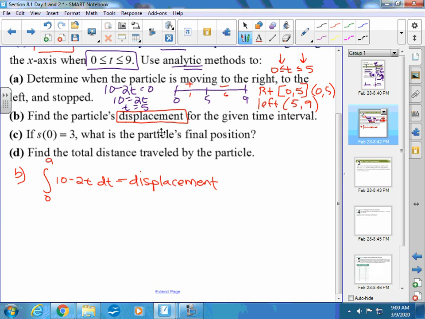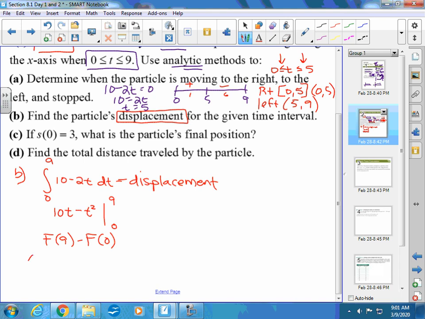So watch this. If we find the antiderivative of this, we get 10t minus t squared. Everybody agree? This that you just found is the position function. When we say from 0 to 9, we're saying f of 9 minus f of 0, which is your fundamental theorem of calculus part 2: you're finding the antiderivative and plugging them in. You're saying, where was it at a time of 9? Where was it at a time of 0? Let's take the difference of the two, and find that displacement.